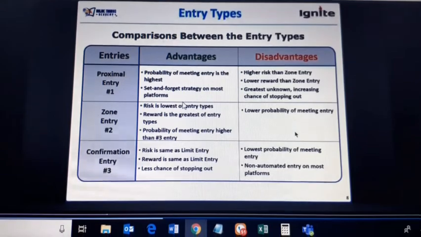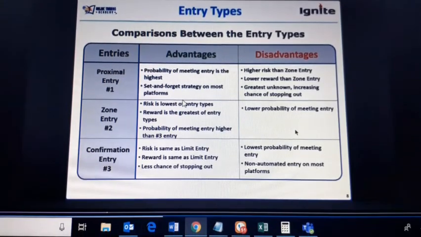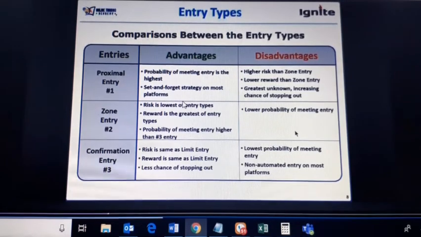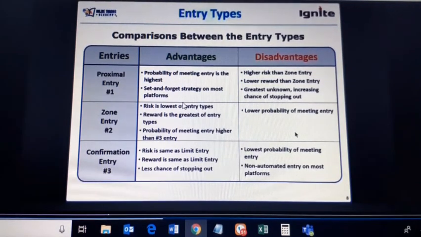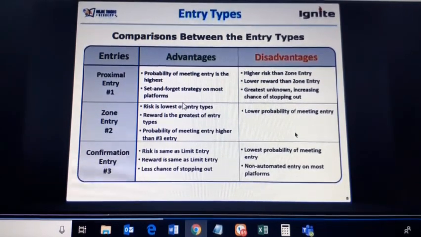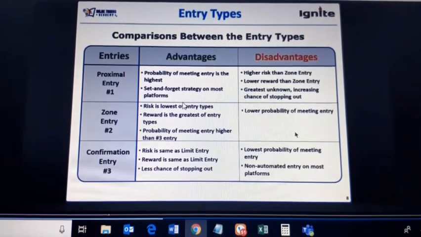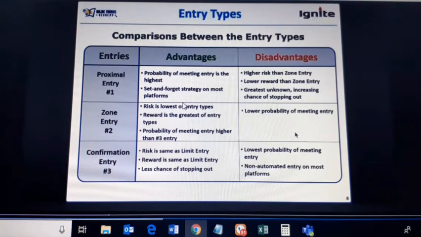Less chances of stopping out. Because what could happen is, in a proximal entry, you take an entry at the proximal line. So the price might hit the proximal line, you get your entry, and the price might start to come down. Limit entry is proximal entry only. That's specified in the proximal entry itself. So if the price hits the proximal line, it might start to come down, down, down, and it might hit your stop loss. So in this case, you are stopped out.